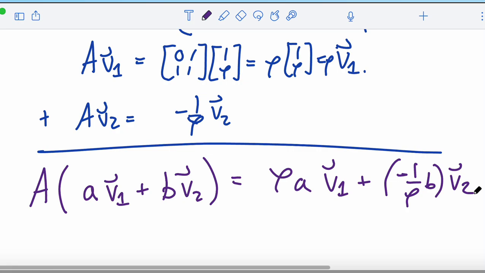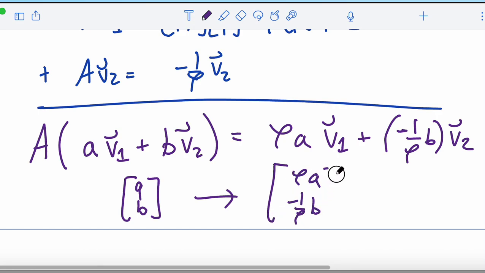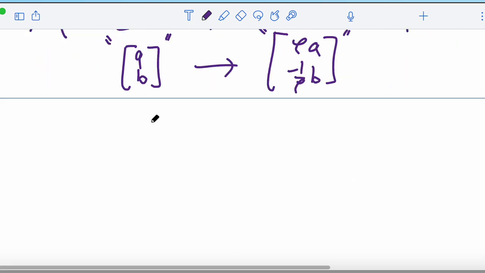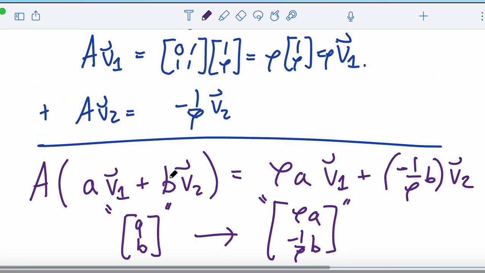And here's the thing: the a's and the b's don't mix. There's no a plus b over here. a becomes a, b becomes b. This is exactly saying that if you have a vector a, b, it becomes phi times a, minus 1 over phi times b. If you think of the linear combination a v1 plus b v2 as a vector a, b, it's not literally the vector a, b, it's like expressing the idea of a linear combination of two vectors. Then you're just multiplying each component. And that is exactly saying that you multiply by the diagonal matrix with phi and minus 1 over phi, times a, b.